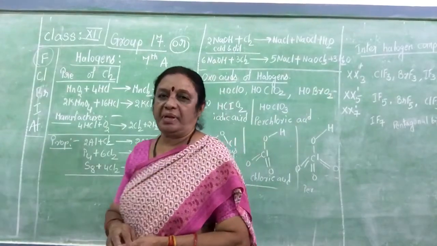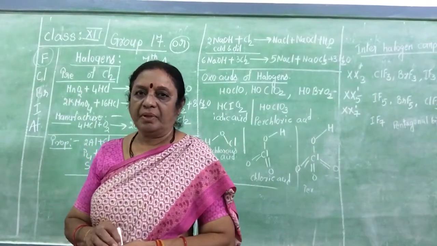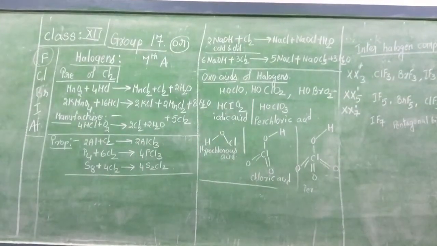Now next, properties. Chlorine is having the pungent smell. Colorless gas, the pungent smell. Physical properties we are doing. It is a greenish yellow gas with a pungent and suffocating odor. It is about 2.5 times heavier than air.